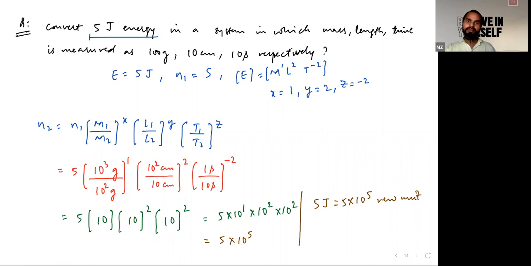Okay, so this is all about the conversion of units from one system to another. We'll just stop here. In the next class, I will start how to deduce a relationship between different physical quantities and try to obtain the formula related to that particular given quantity. Okay.